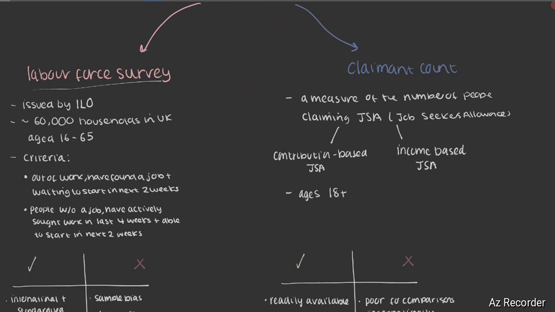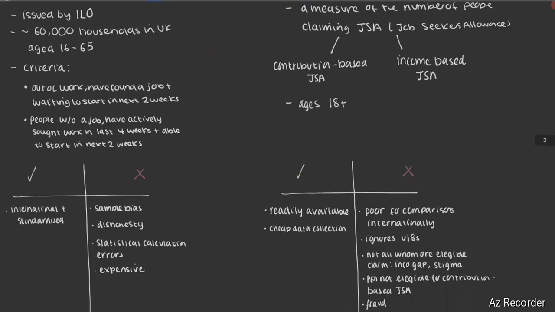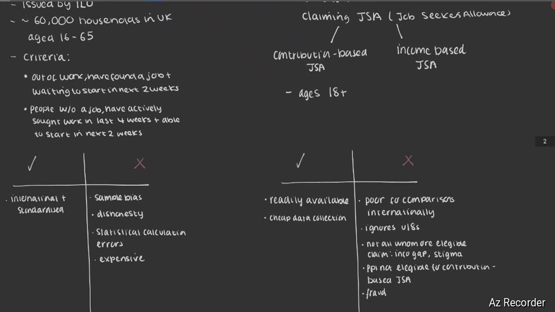To be classified as unemployed, you have to be out of work but have found a job and be waiting to start in the next 2 weeks, or you don't have a job but you've actively sought work in the last 4 weeks and are able to start in the next 2 weeks. The advantage of this survey is that it's international, so the same criteria exist in every country, and so it's better for international comparison. However, the drawback is that there's sample bias.